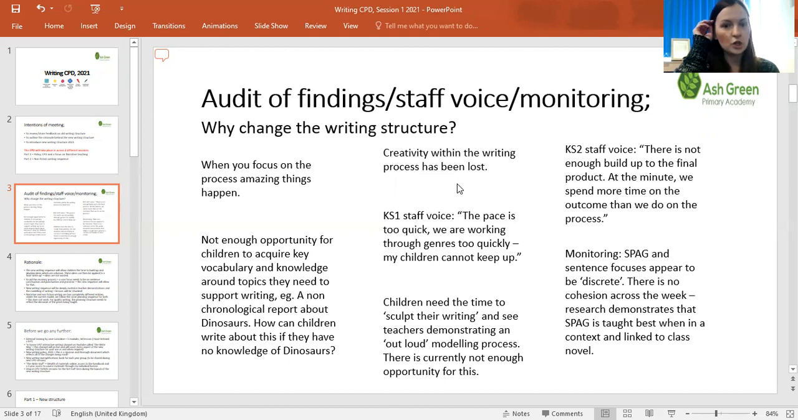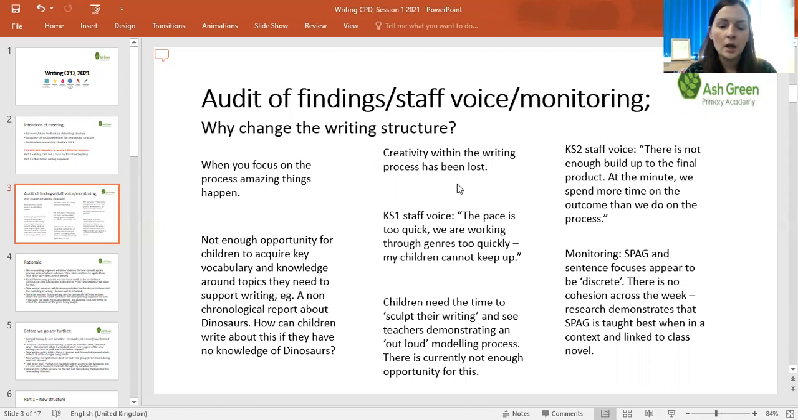If I think of Year 6, for example, if I was asking Year 6 to write a non-chronological report about the Vikings, that would be really difficult for a child who doesn't have any knowledge about the Vikings. So it's up to us to create those opportunities within the sequence of writing to make sure that they've got all of the necessary knowledge and vocabulary that they need, and I'll come on to that a little bit later.